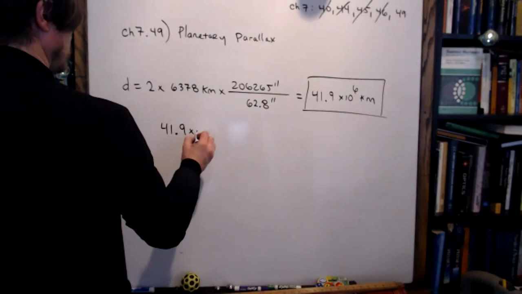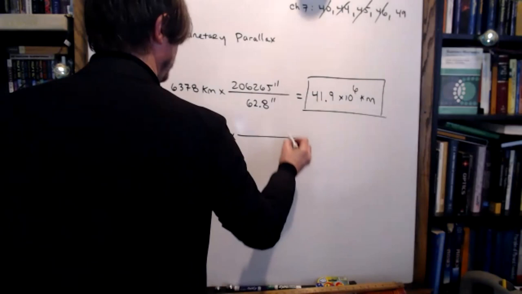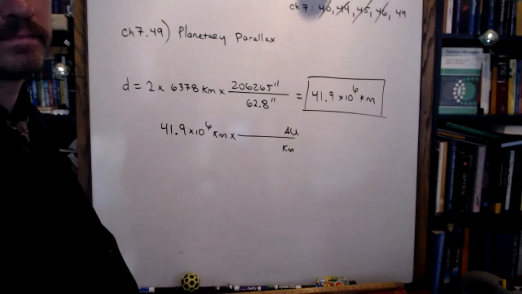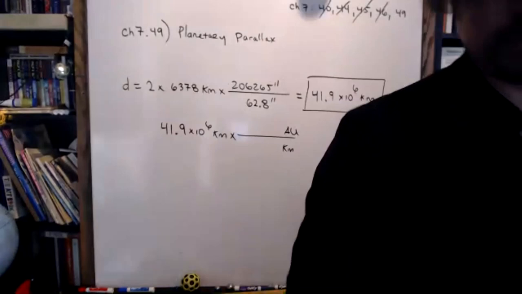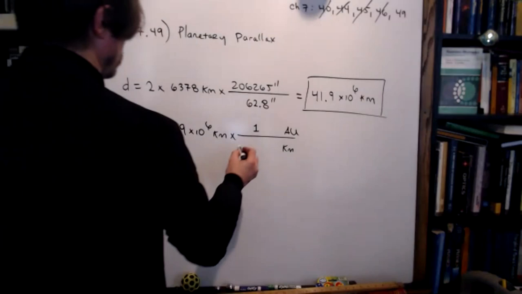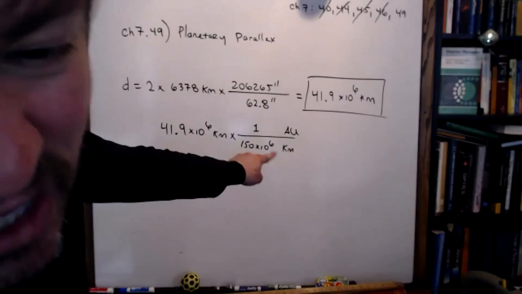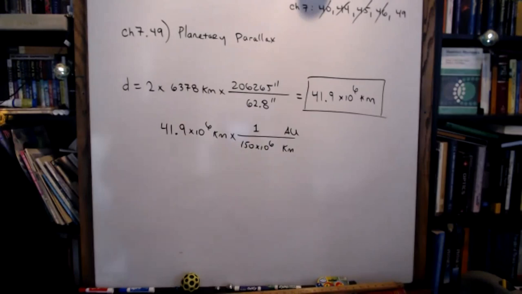What's the conversion factor from kilometers to AU? When AU equals 150,000 times 150, 10 to the 6. Sorry. 6 is a million. Okay? That's a million. 6 zeros. Okay. Punch it up. 3 sig figs.